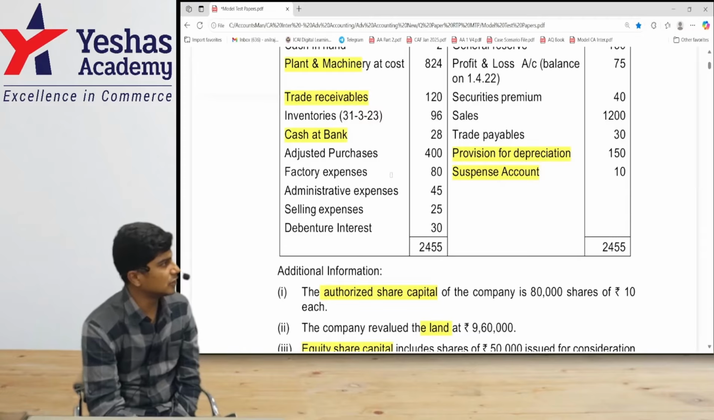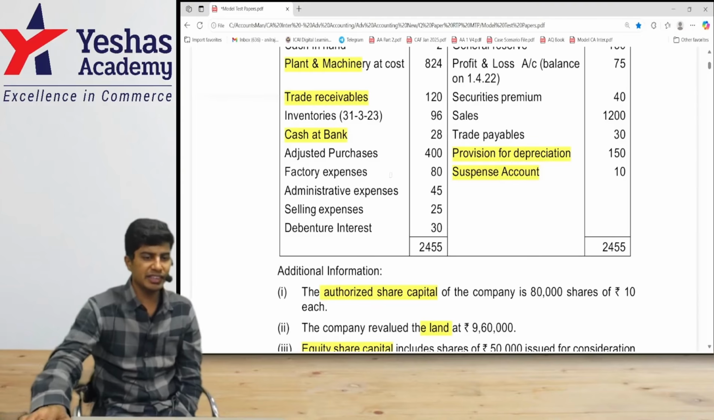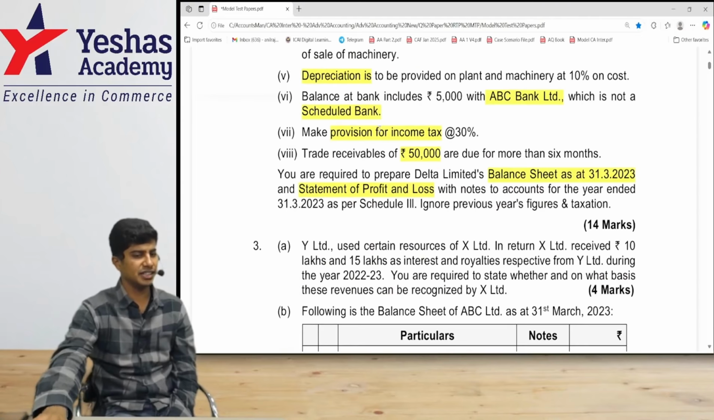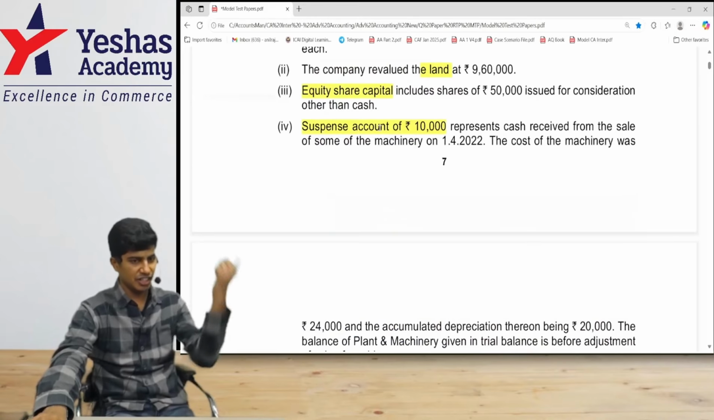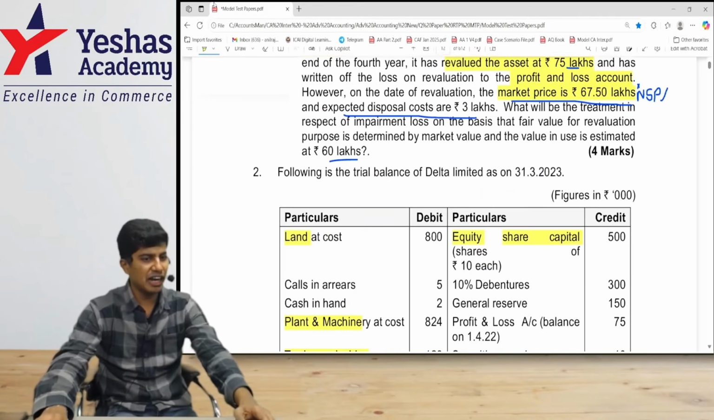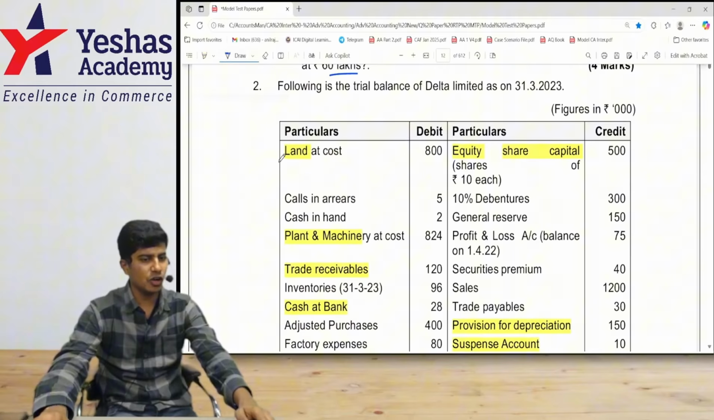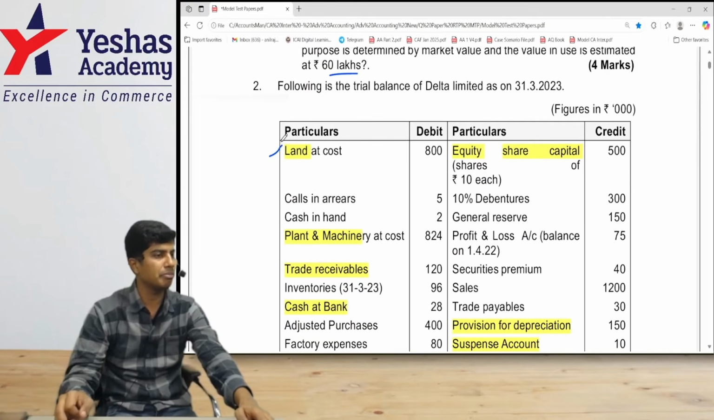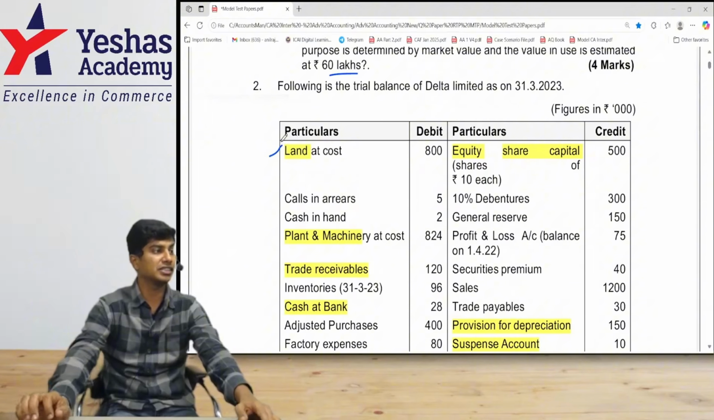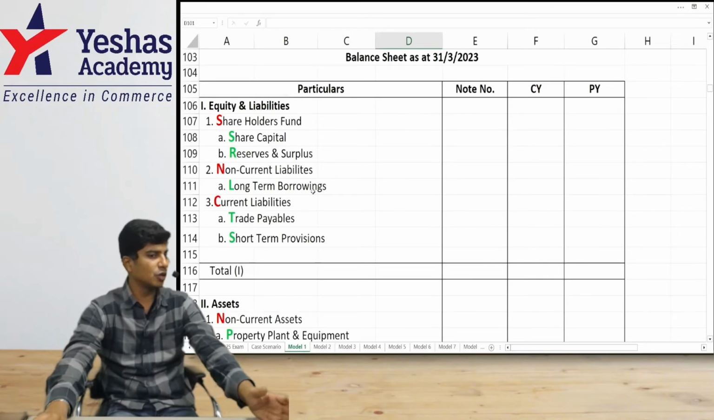So now we've gone through all the adjustments. I think we are ready to kickstart our answer. Shall we? Let's start from the beginning. When we start from the beginning, land at cost. Where would this appear in my balance sheet? Property, plant and equipment. When you're writing the answer, don't write the format.